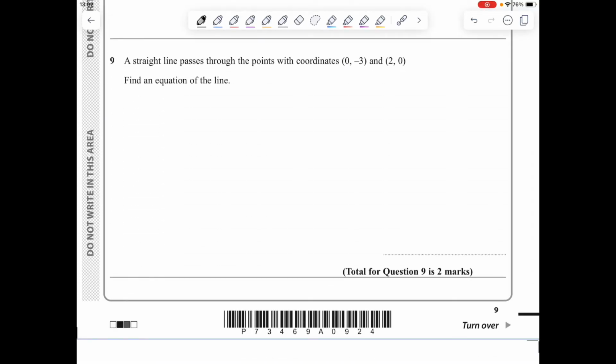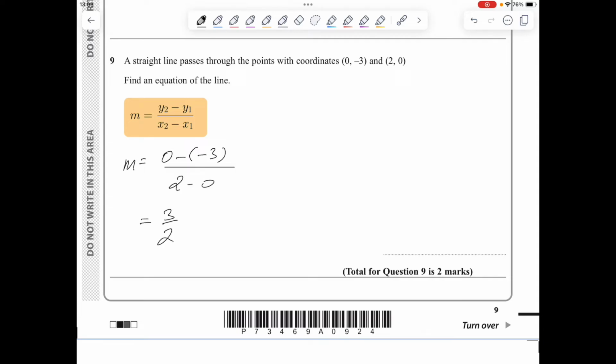For question 9, I'll start with the formula for the gradient. So m equals, let's substitute the numbers in, 0 minus minus 3 over 2 minus 0. Gradient comes out to be 3 over 2. Note that one of the points has an x-coordinate of 0. Therefore, the y-intercept is equal to minus 3.